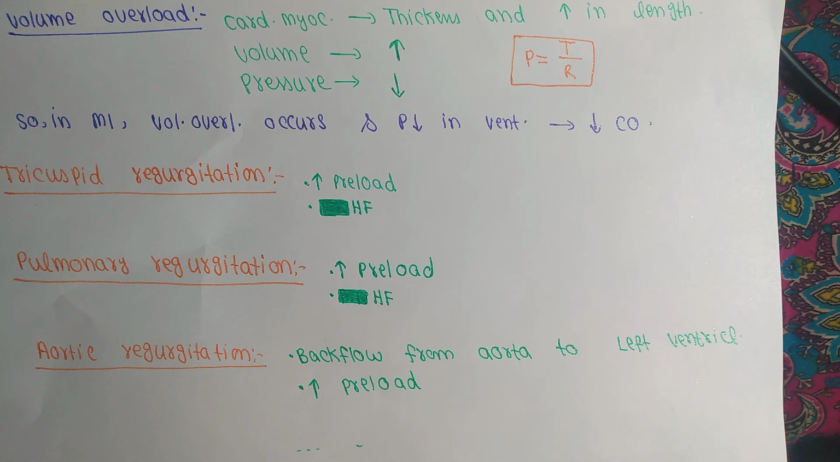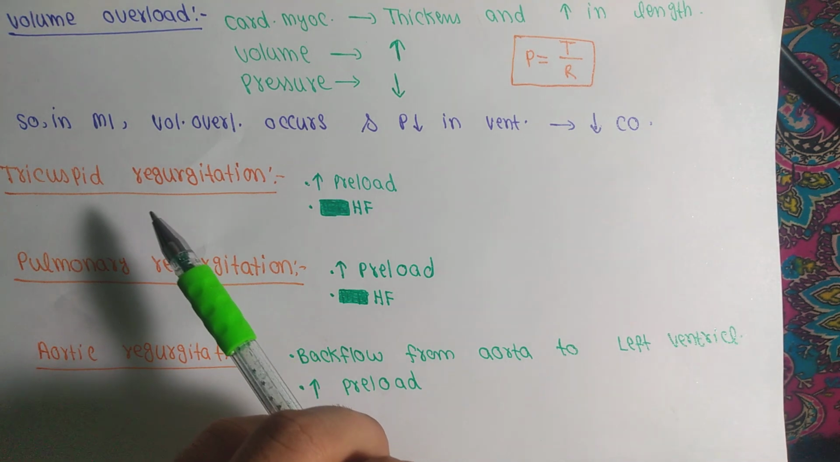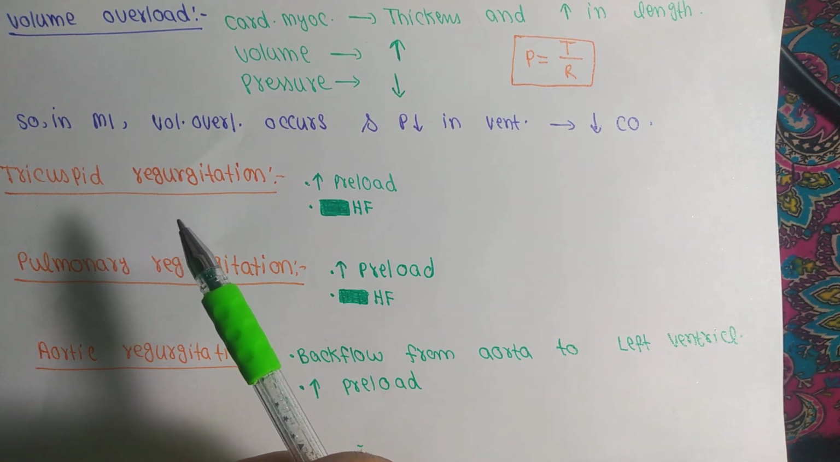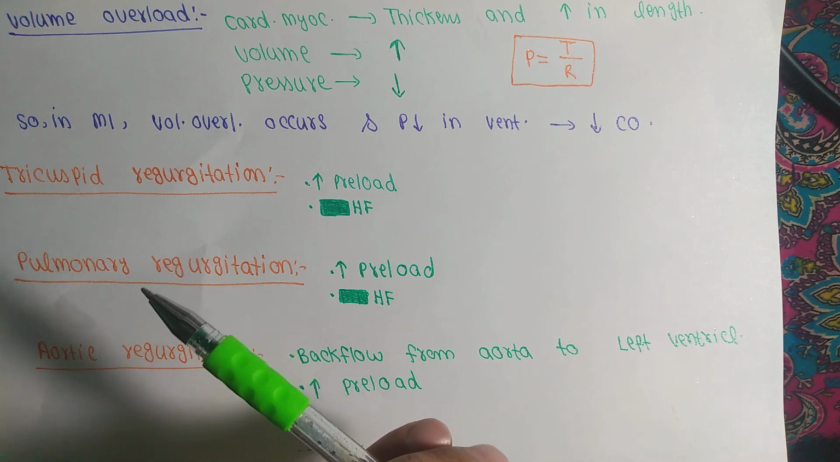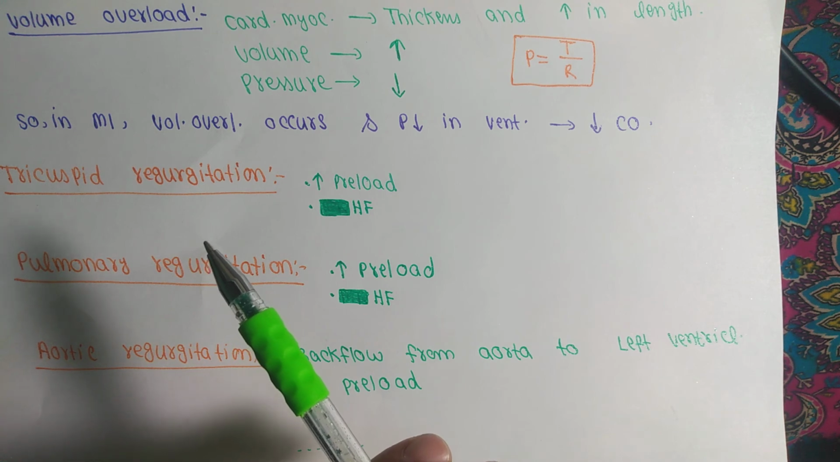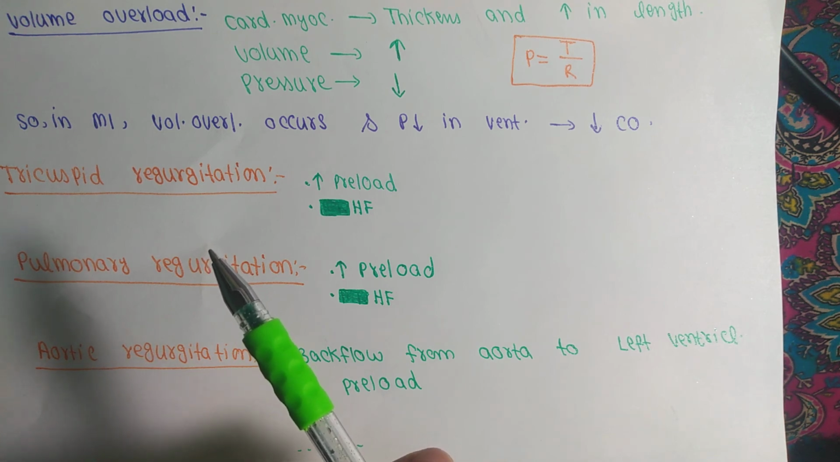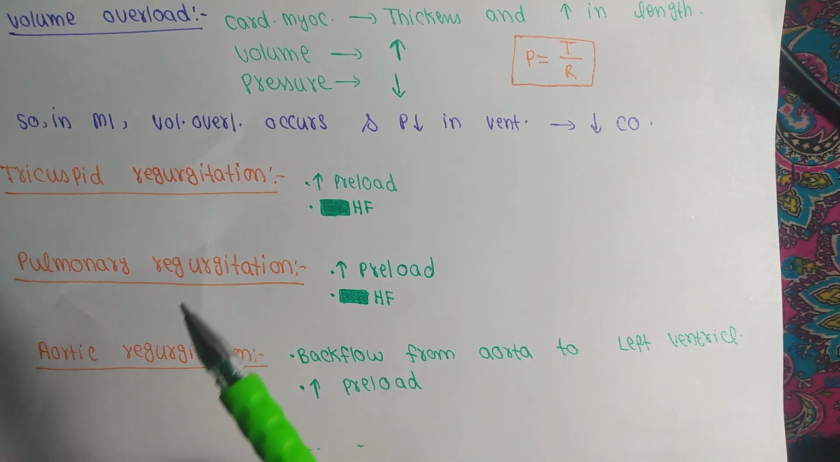Now another factor that results in increased preload is tricuspid regurgitation. In tricuspid regurgitation, what actually happens? Problem occurs in the valve that is present between the right atrium and right ventricle. This is the tricuspid valve. So in this case, a large amount of blood comes into the right ventricle during ventricular diastole, and thus preload occurs in the right ventricle.